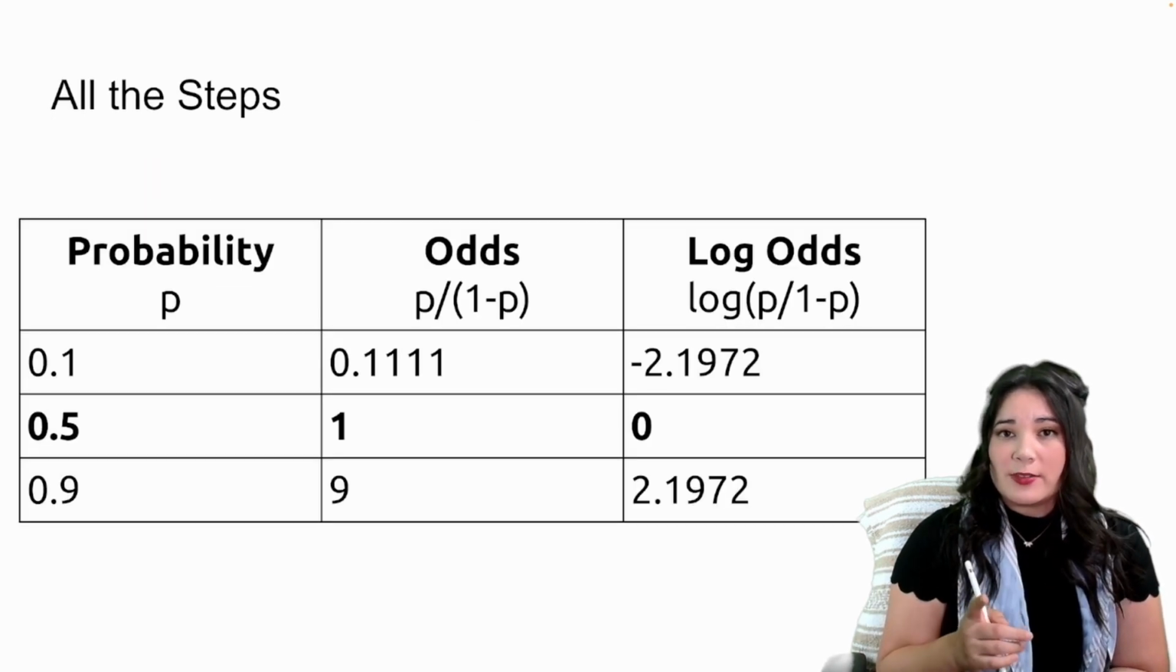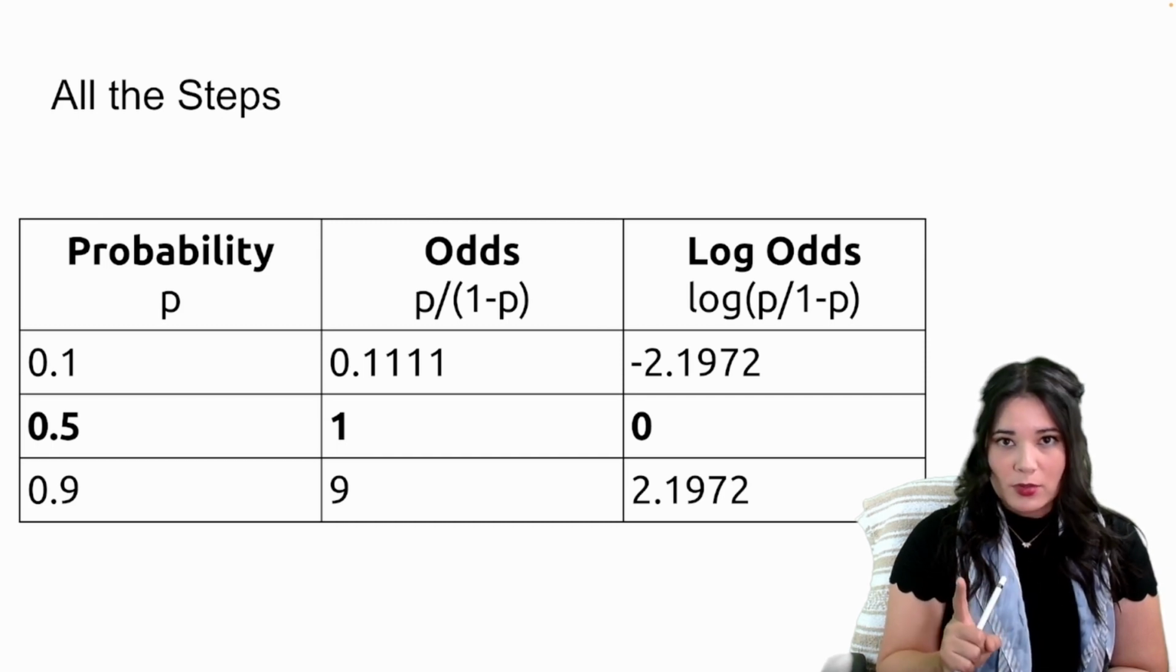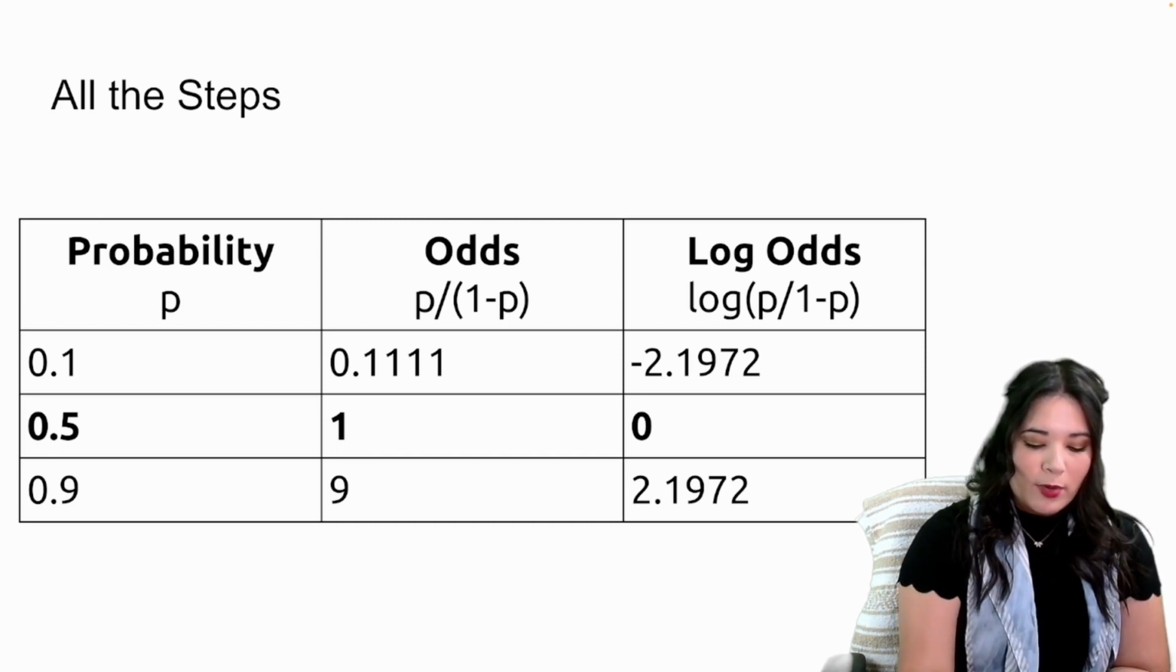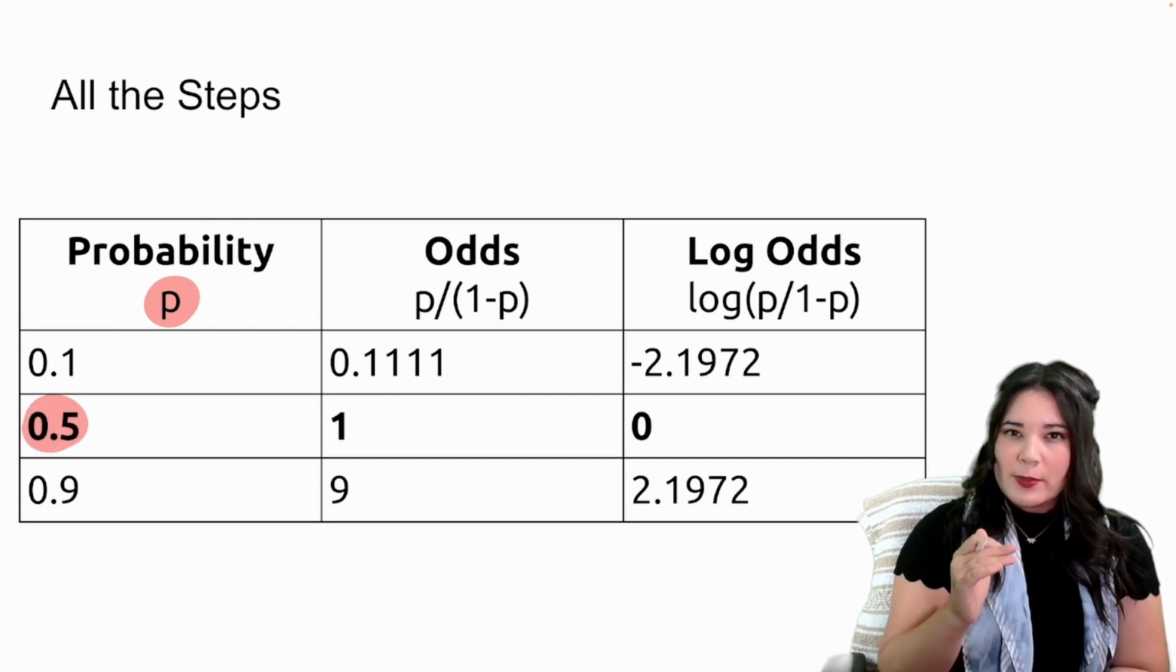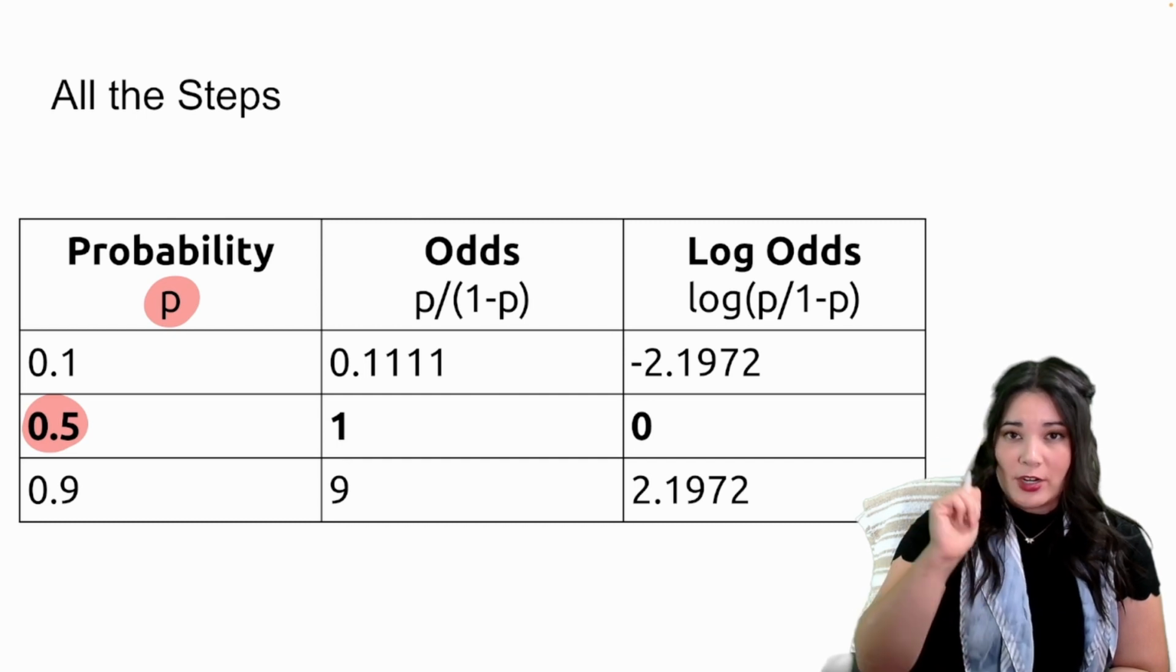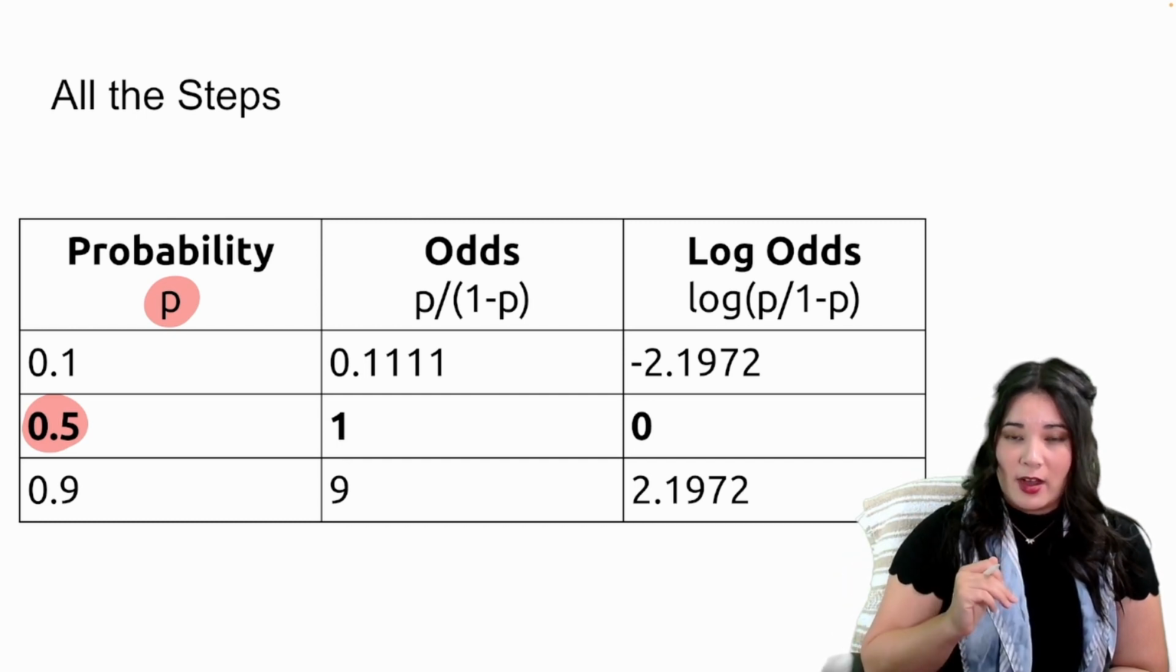Now, with these 3 different units, we have different thresholds that we want to think about. Remember, probabilities range from 0 to 1, and the threshold that's important to remember is 50%. 50% is the threshold above which an event is more likely to happen than not, and below which it's less likely to happen than not.